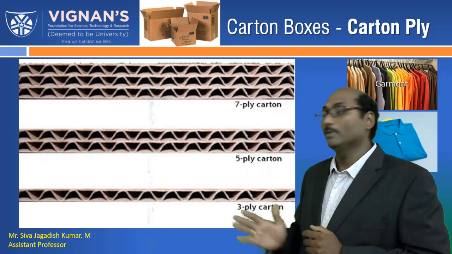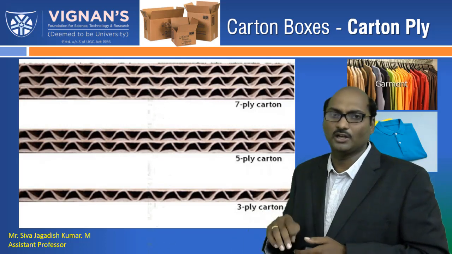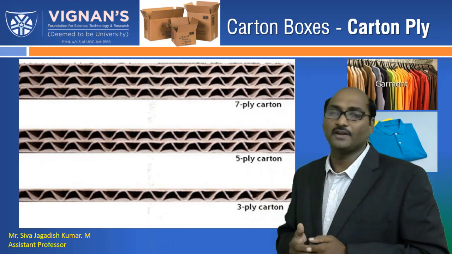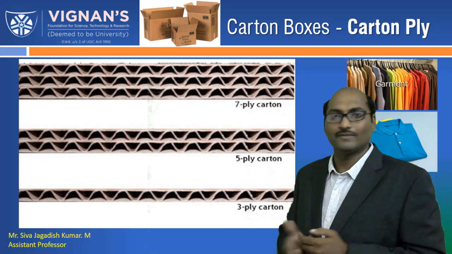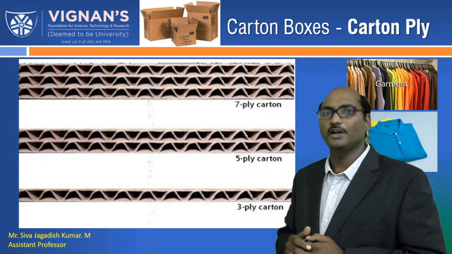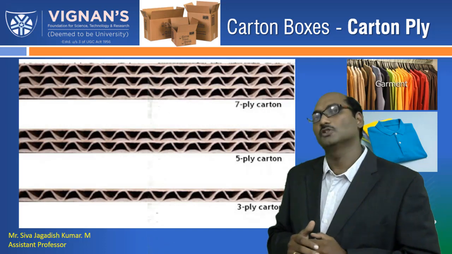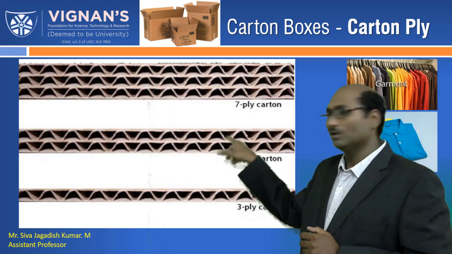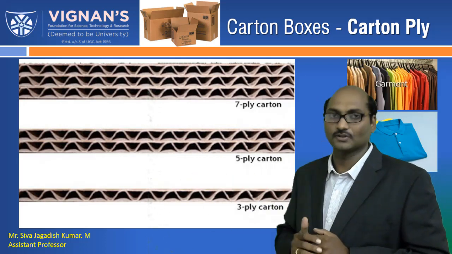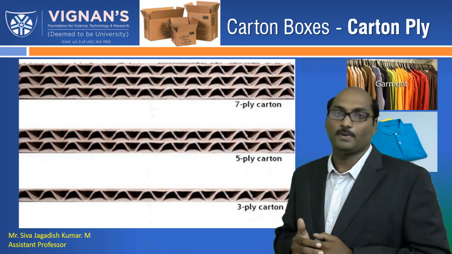So 7 ply is normally the good one. 3 ply is only for separation. If you are keeping cones of spinning, just to separate in between and avoid damage, maybe a 3 ply and 5 ply. Generally for the outer, 7 ply carton is good. Again, it depends upon the paper and its gauge or GSM, and various other factors also come into the picture. The shape, if you observe, is the corrugated box, so that's why it is known as corrugations. These corrugated boxes are referred to as carton boxes or corrugated paper boxes.